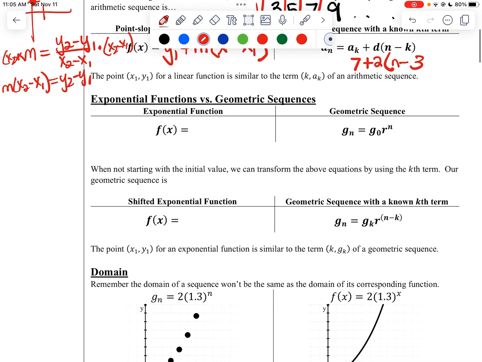Now, geometric functions, our exponential, is a times b to the x power, where a, again, is our initial value, and b is our common ratio. It's similar as well, where g sub 0 is our initial term and r is our ratio. A difference is that we use n a lot when describing sequences, and with functions we're using x. Again, a function is connecting those points, where a sequence is those distinct points.